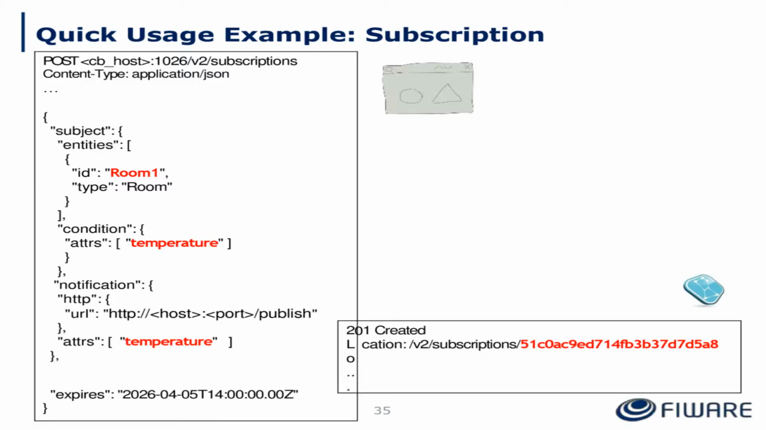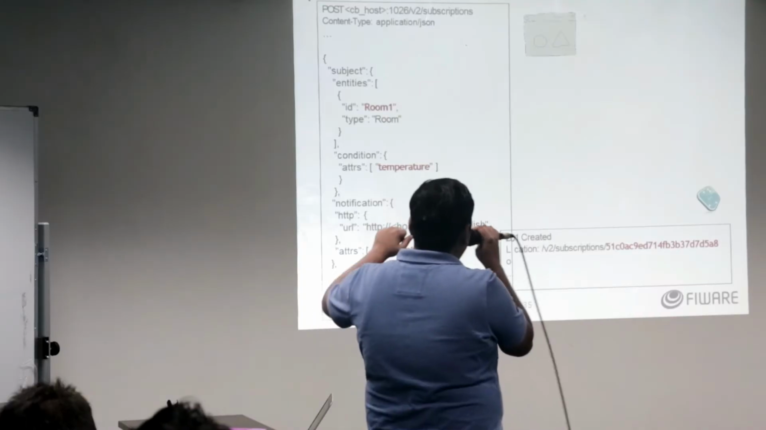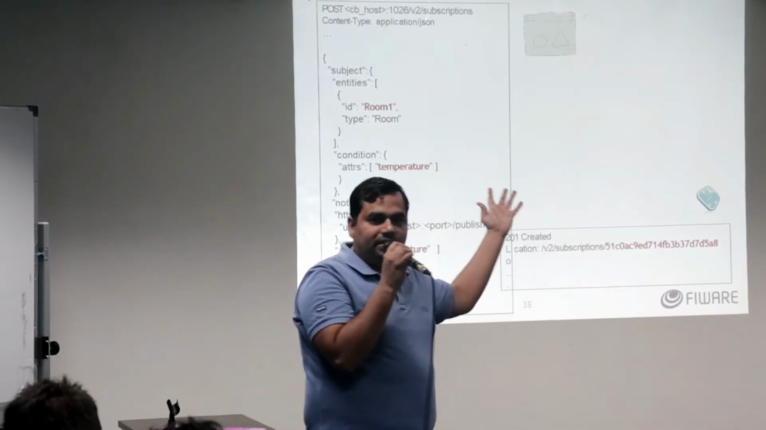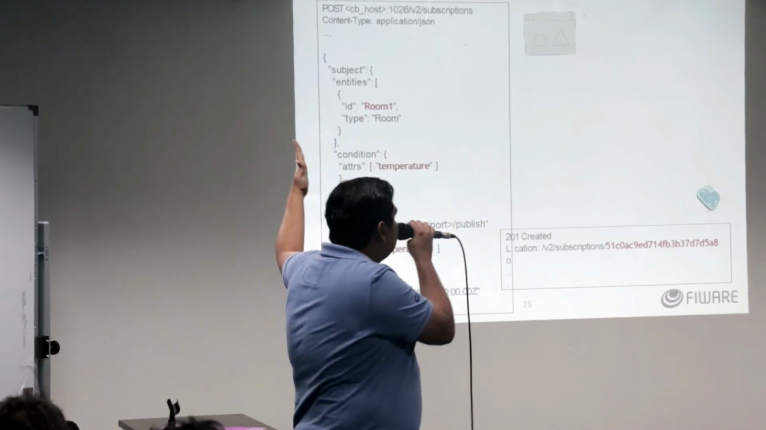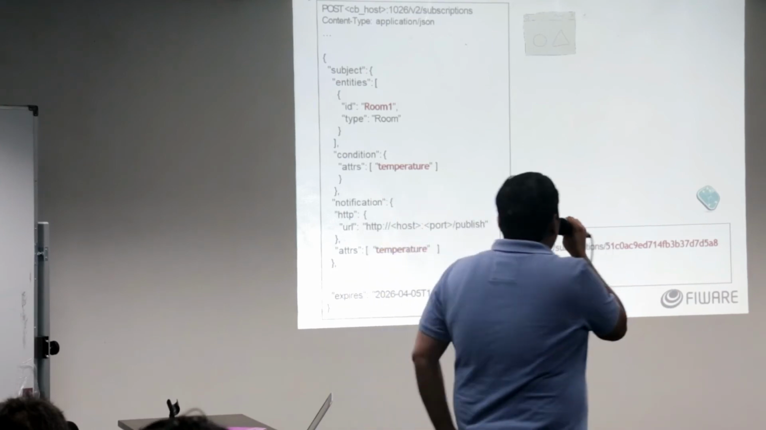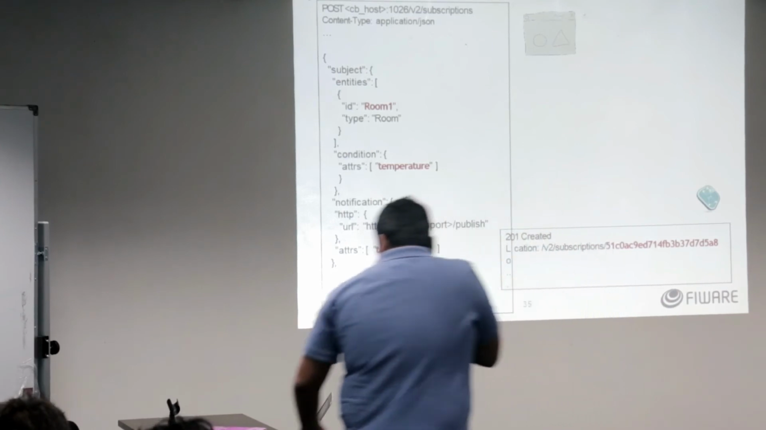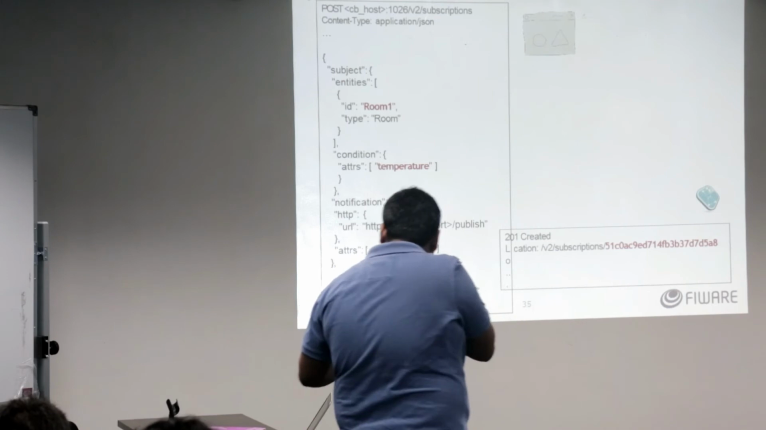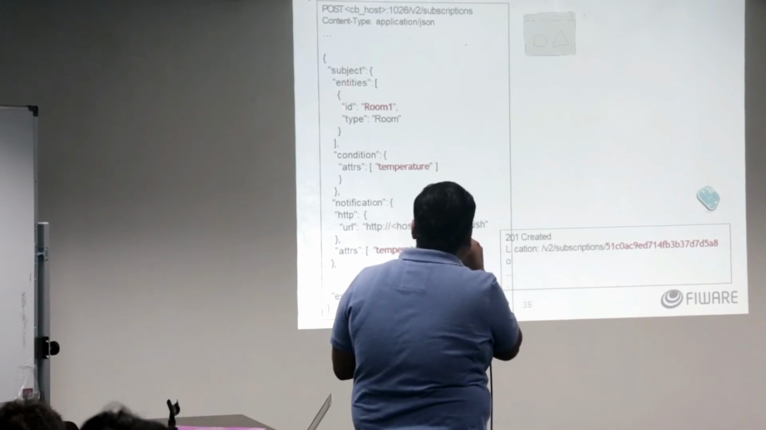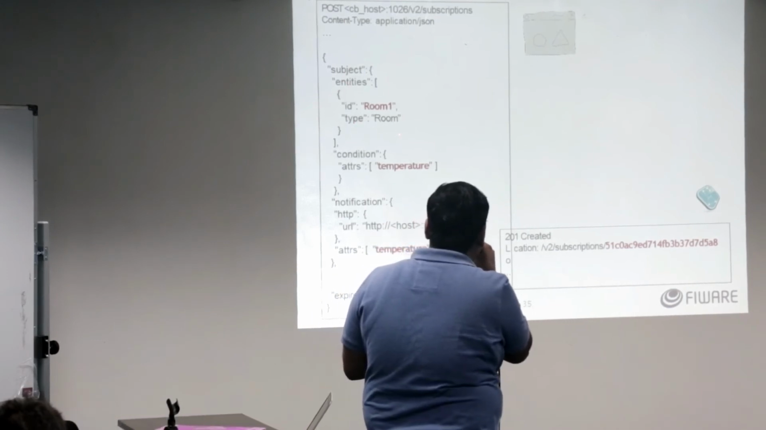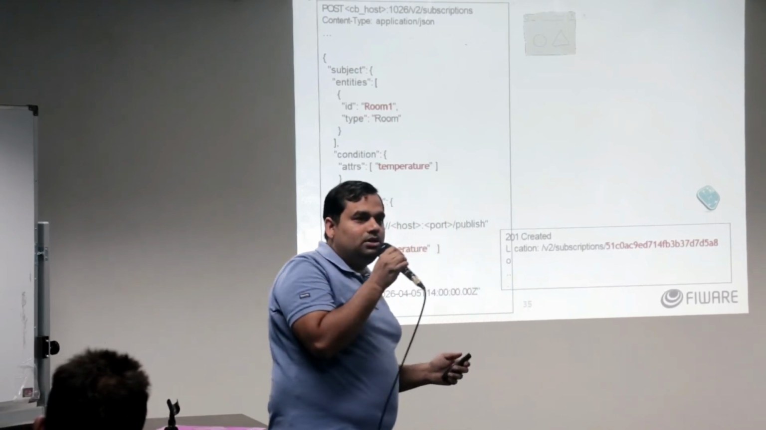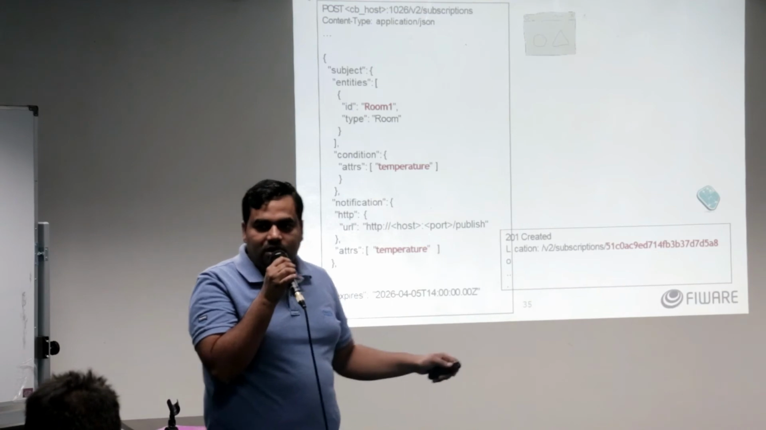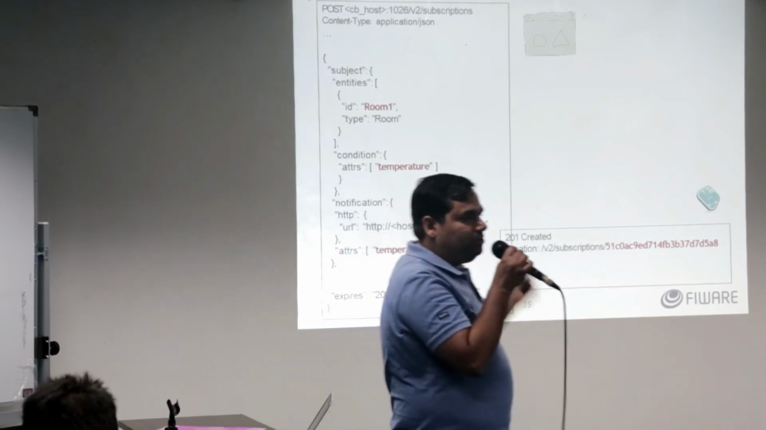is like this. You create a subscription. Okay, so instead of v2/entities, which we did in the last slides, we do POST on v2/subscriptions. So you can see here is entities, ID room 1, type room. So what I want to do is monitor room 1, okay? I want to know what's going on in room 1, okay?